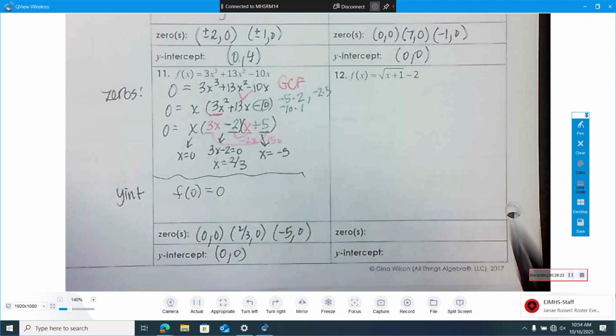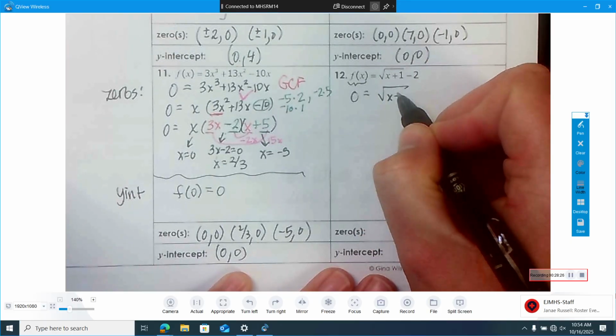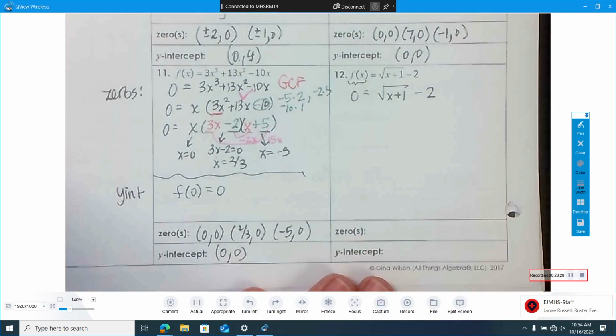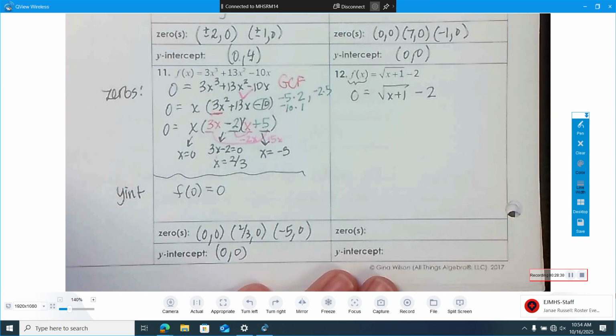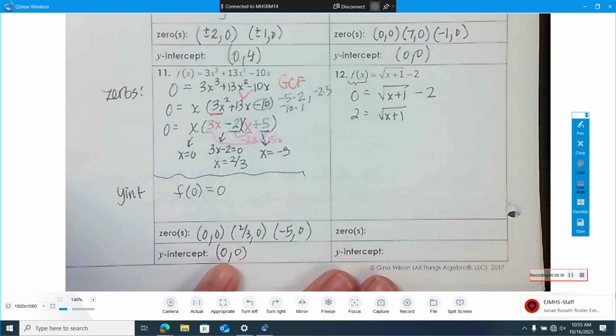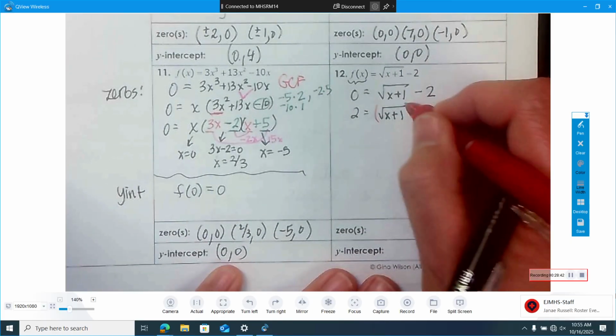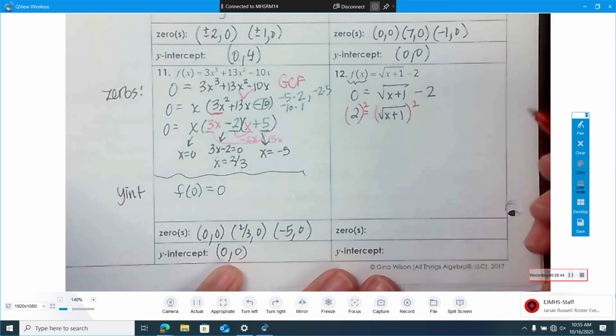Last one. We're going to set the y equal to 0. So we have 0 equals. What do you do first to solve? Add the 2. Good. And then how do we get rid of the radical? Square it, yes. Power of 2, both sides.